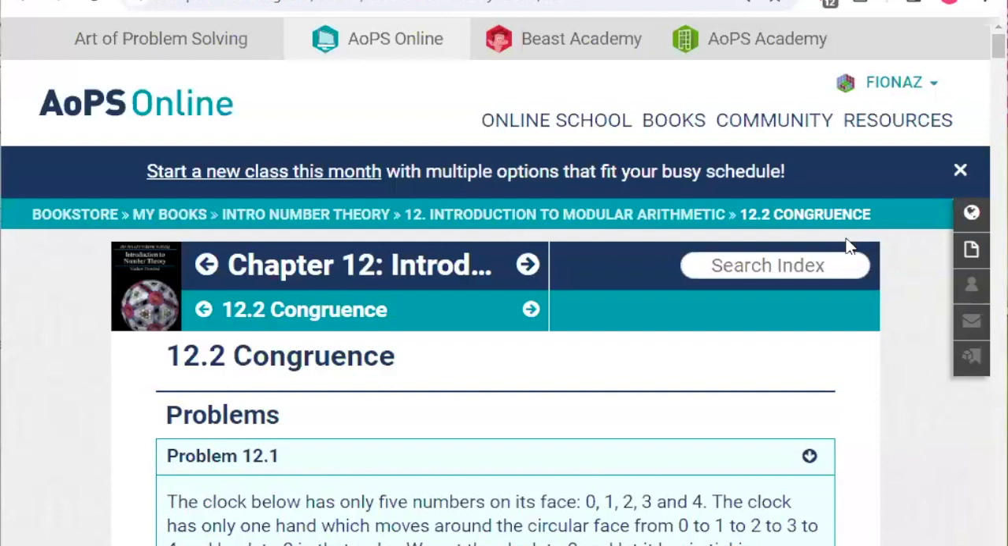I want to talk about modular math. And what people seem to forget is they use modular math all the time without even knowing it.